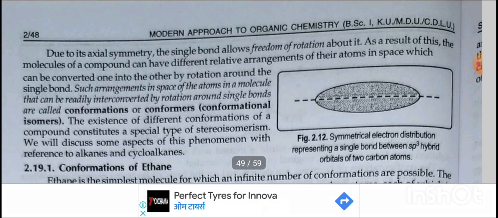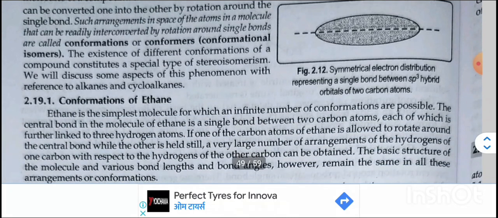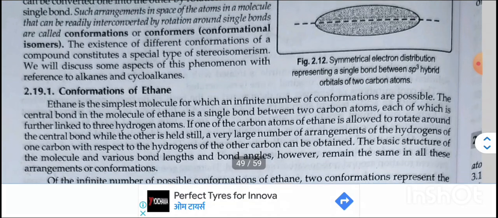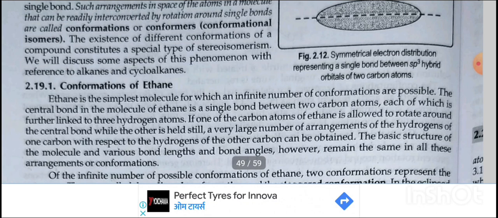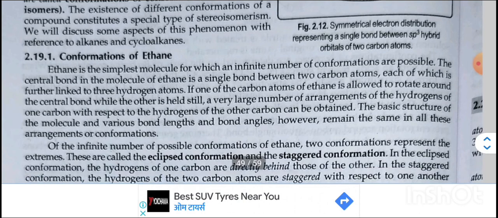As a result of this, the molecule of a compound can have different relative arrangements of its atoms in space, which can be converted into the other by rotating around the sigma bond. Such arrangements in space of atoms in a molecule that can be readily interconverted by rotation around single bonds are called conformations or conformational isomers. The existence of different conformations of a compound constitutes a special type of stereoisomerism. We will discuss some aspects of the phenomenon with reference to alkanes and cycloalkanes.